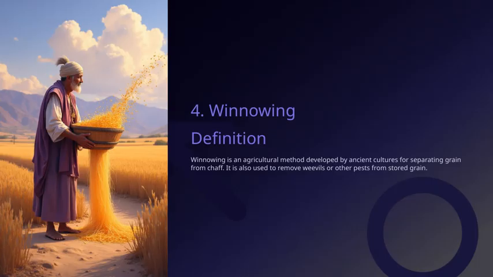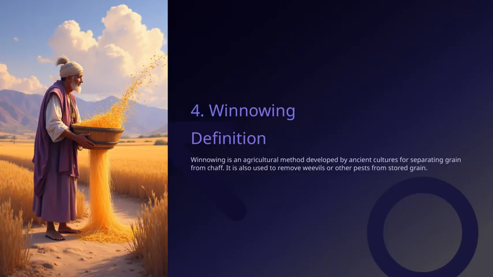Let's talk about winnowing. Winnowing is an ancient agricultural method that was developed by early cultures to separate grain from chaff. It's a simple yet effective technique that helps farmers get rid of the unwanted husks and debris. Additionally, winnowing is also used to remove pests like weevils from stored grain, helping to protect the harvest. This process highlights how early humans relied on natural methods for food preservation and safety, which connects to our overall theme of ingenuity in agricultural practices.